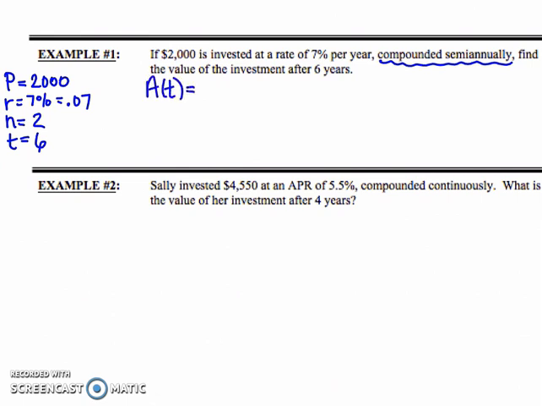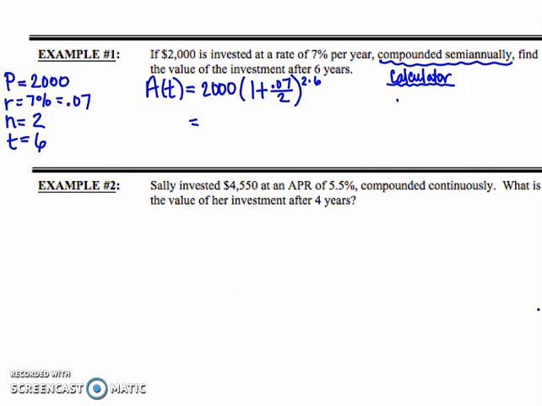A of t is going to be equal to P, our principal amount, which is 2,000, times (1 plus our rate, 0.07, divided by our n value, semi-annually is 2) to the n times t. N is 2 and t is 6. So that's our exponent. Okay, and now we grab our calculator, and I want to make sure that we are typing this into the calculator correctly because we all have different calculators, and so the safest way to do this is to do it in a series of steps. And again, with your calculator, it's going to follow PEMDAS, so you want to start on the inside and work your way out.